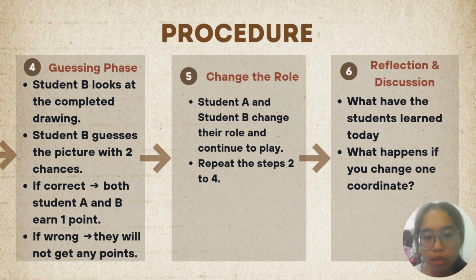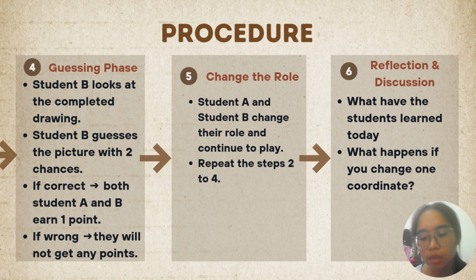After that is the guessing phase. Student B needs to look at the completed drawing and guess the picture with 2 chances. If correct, both student A and student B will earn 1 point. If wrong, they will not get any points. The fifth step is changing roles. Student A and student B change their roles and continue the activity for the second round, repeating steps 2 to 4.